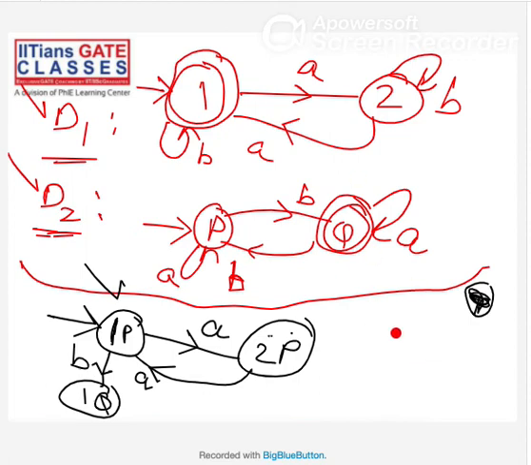Try this. Where will this 2P go on symbol B? You can see, first of all, this 2 is going to 2 on B. This P is going to Q on B. So where will you go? You will go to 2Q on B.